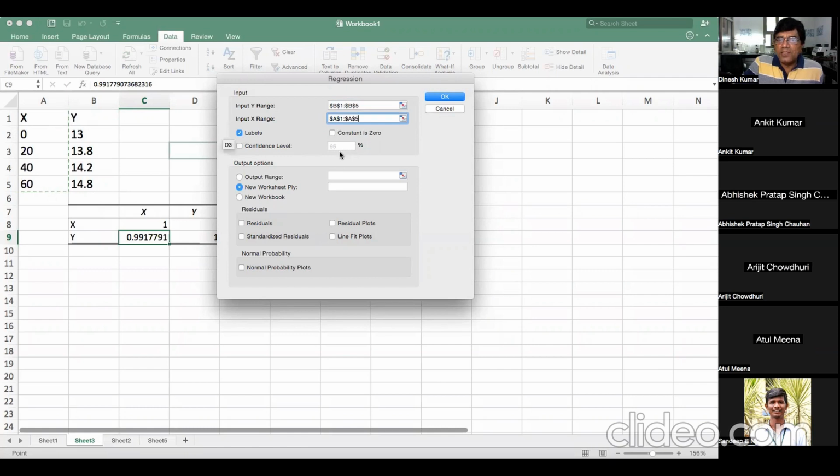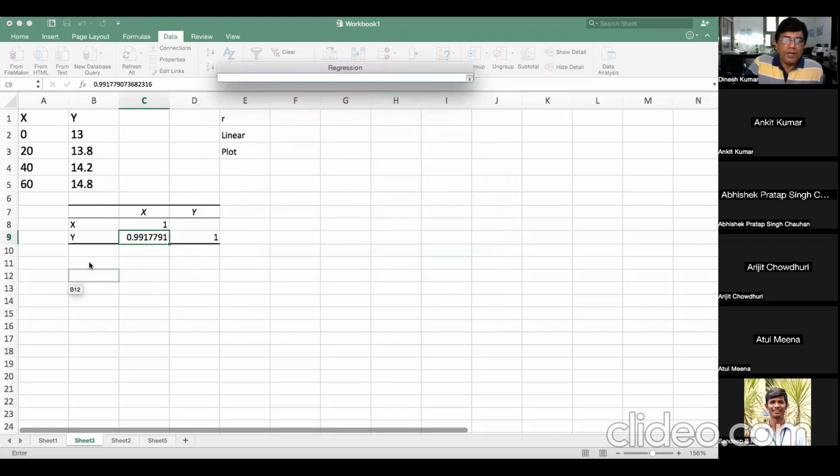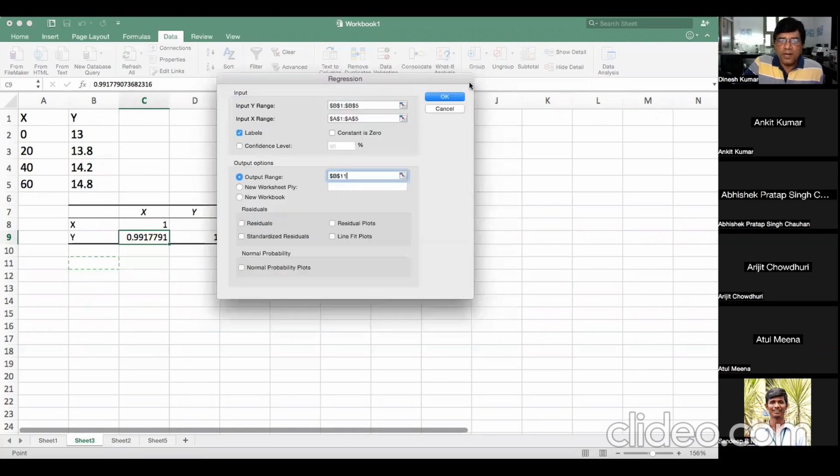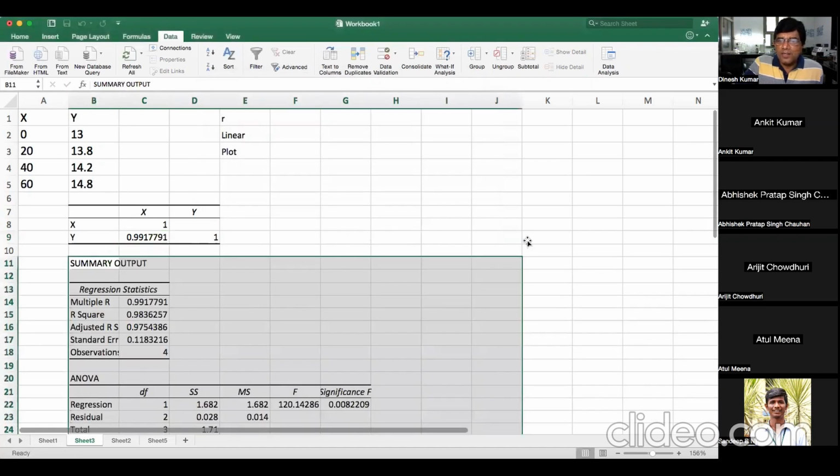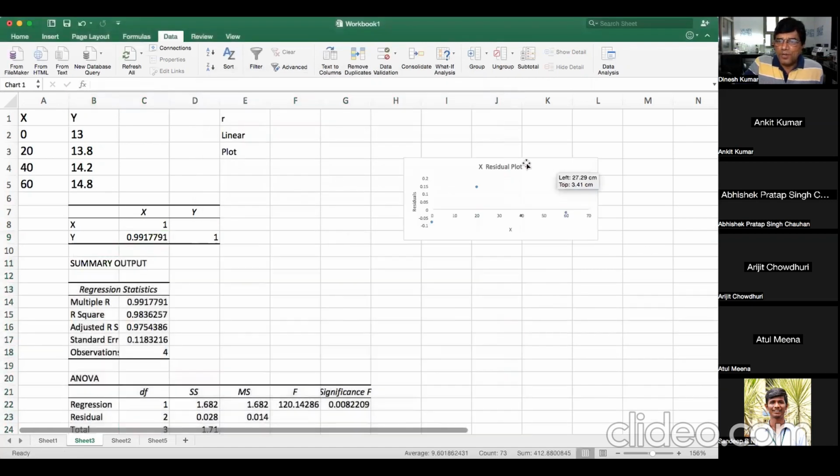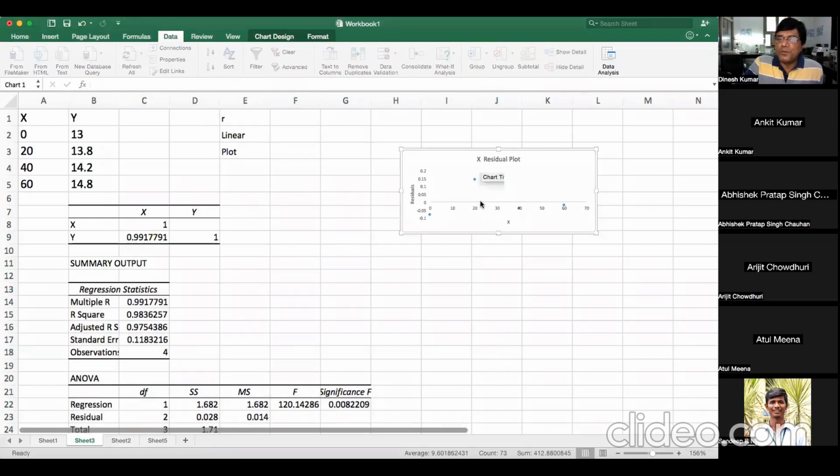Confidence interval is already set, which means your level of significance is 5%. Output range, minimize it. If you want your output here, just click here, and it is ready to be okayed. Or if you want residuals, you can click residual plot, or standardized residuals, anything you like. And then click OK. So you get the result, and also the residual plot. This is the distribution of the residuals.